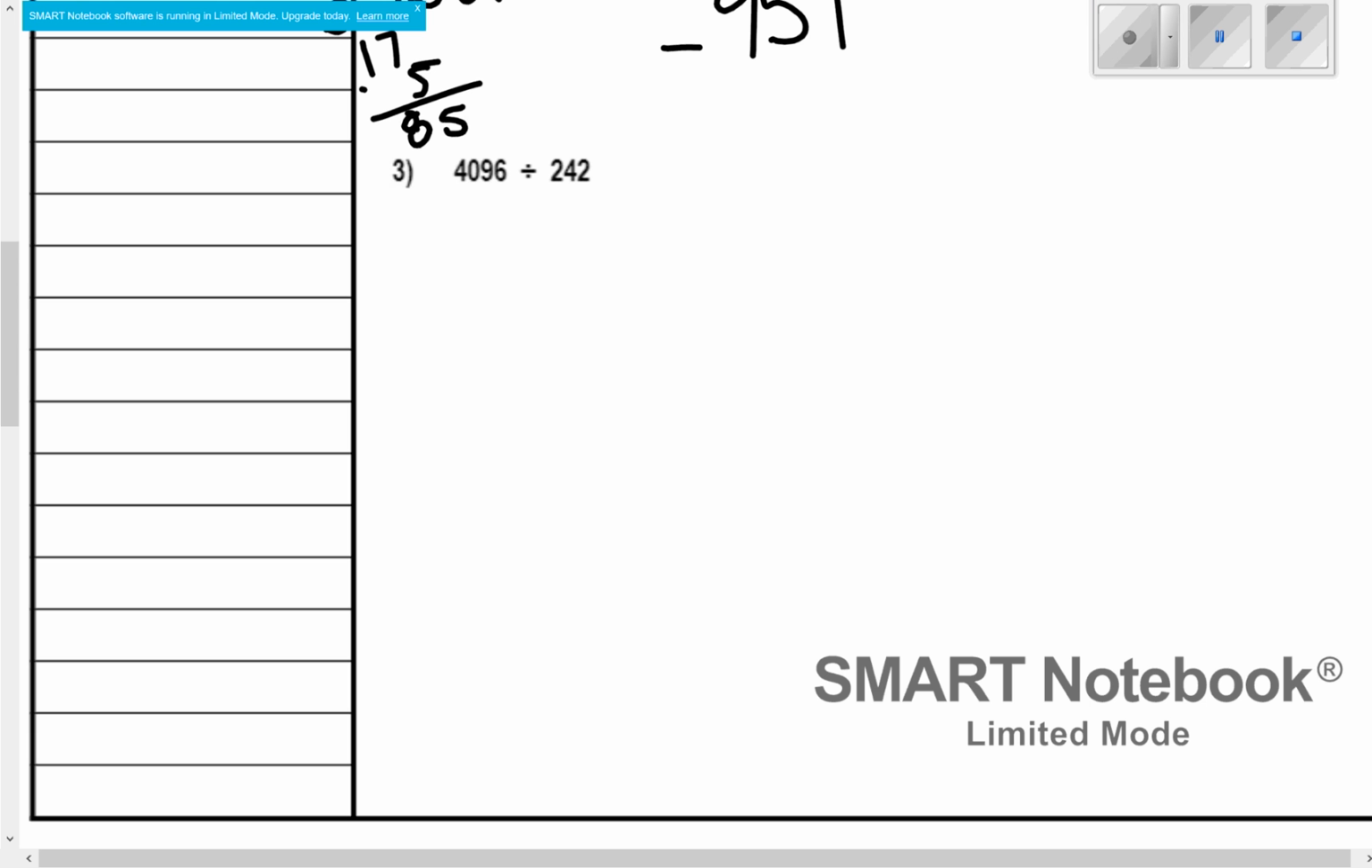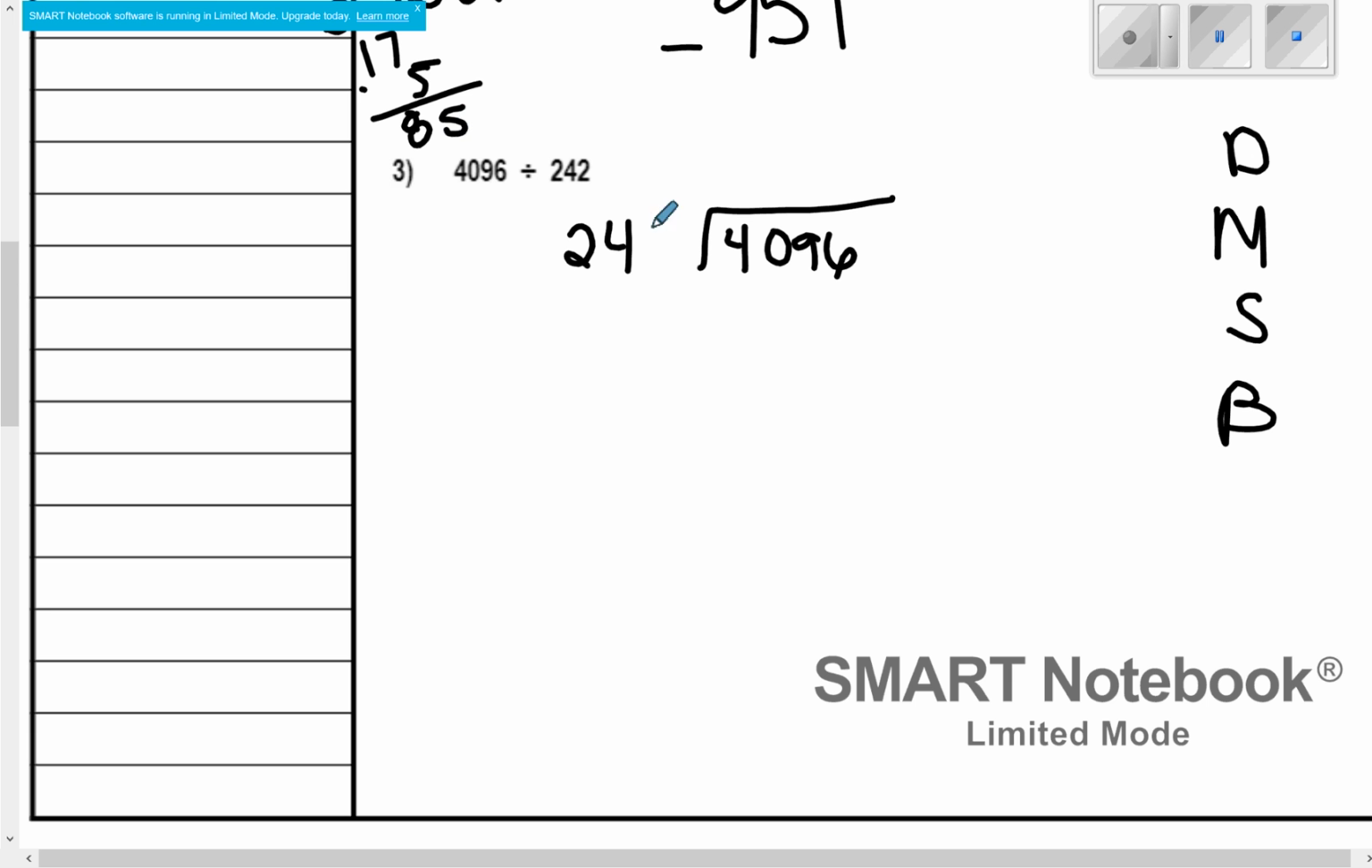All right, again, the first thing I'm going to do is write my "Dad Might Smell Bad" on the side of my paper so I'm reminded of those steps. Okay, and then I'm going to set up my division problem. I put my dividend inside the division sign, inside the house, and then I put my divisor 242 outside.